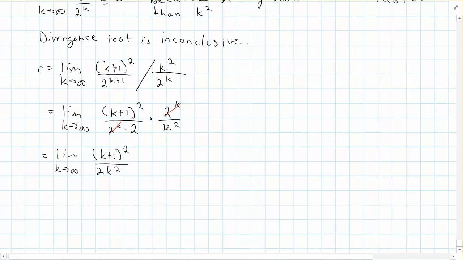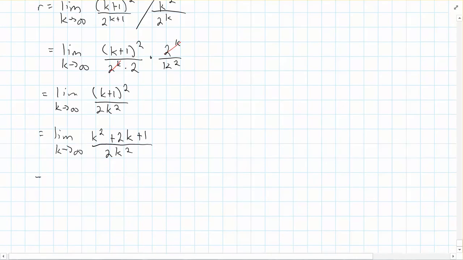Now, this is easy enough to multiply out, so I'll go ahead and do that. But you really don't have to multiply it out, because I know what the highest degree term in the numerator is going to be. The highest degree term is going to be k squared. But if I multiply it out, of course, you get k squared plus 2k plus 1 over 2k squared. And then you can evaluate this limit however we want. So I'm going to just do lead terms, which of course is 1/2. And then so my r is equal to 1/2, which is less than 1, so the series converges.